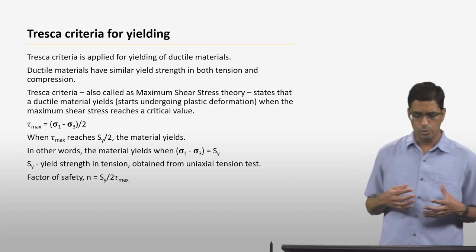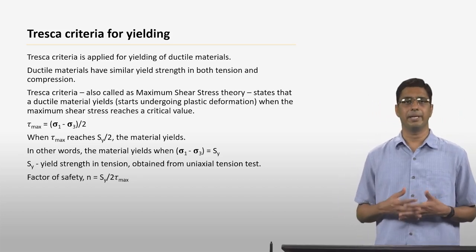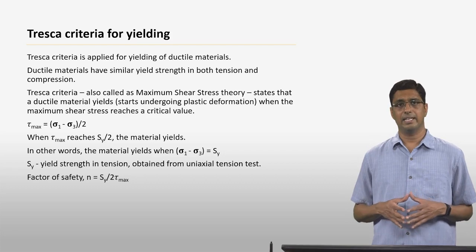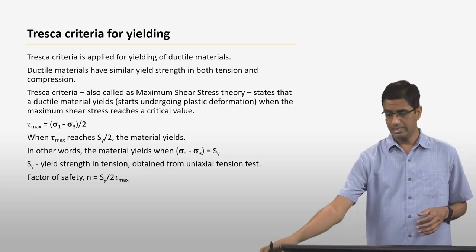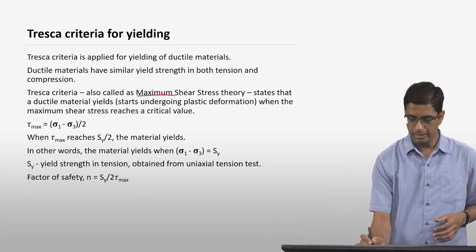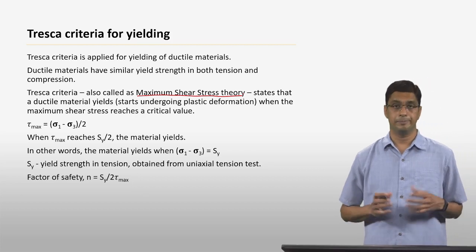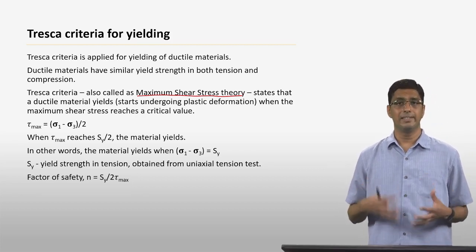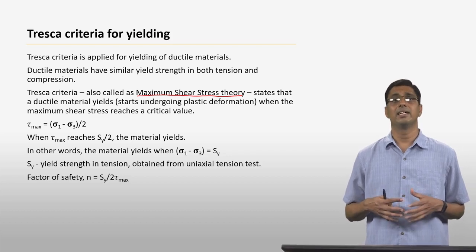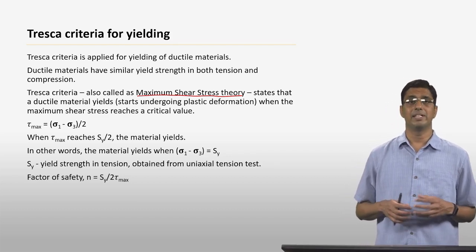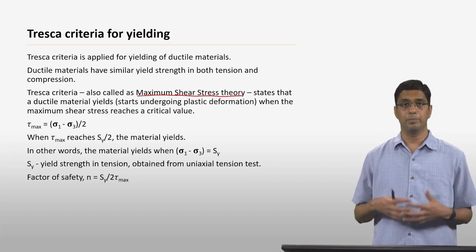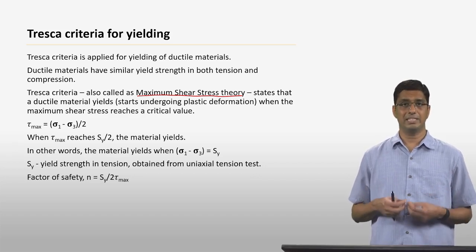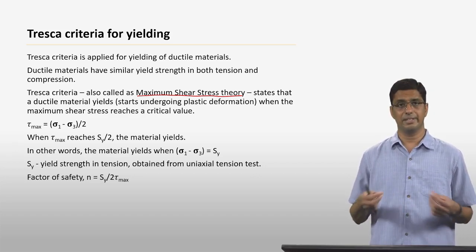So what does this Tresca criterion imply? The Tresca criterion is sometimes also called the maximum shear stress criterion. So that's another phrase that people use often. This criterion essentially says that a ductile material will start to yield, that is undergo plastic deformation, when the maximum shear stress reaches a critical value.